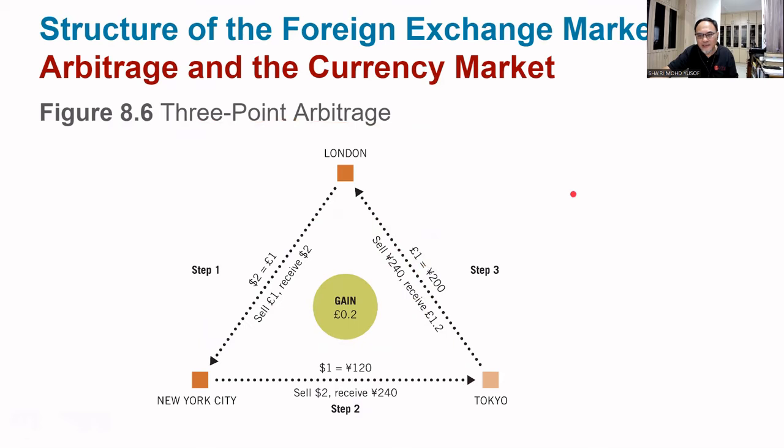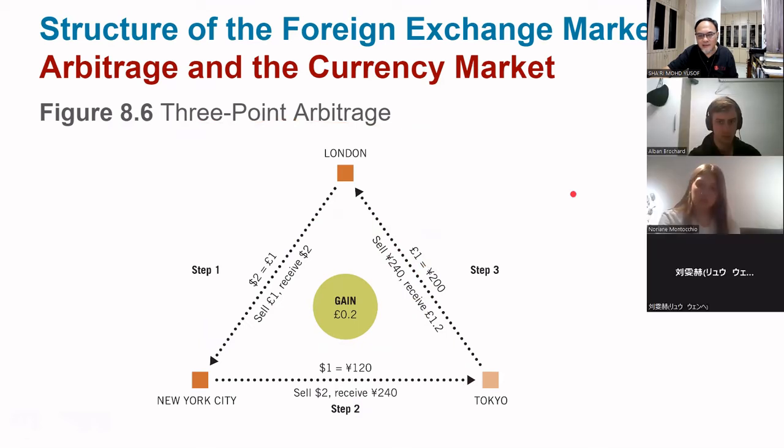Understand? You can see the logic of making free money. That's why you see a lot of currency traders taking the opportunity and scanning. If you scan the money market, you can actually gain from that. So that is a riskless profit of 0.2 pounds.